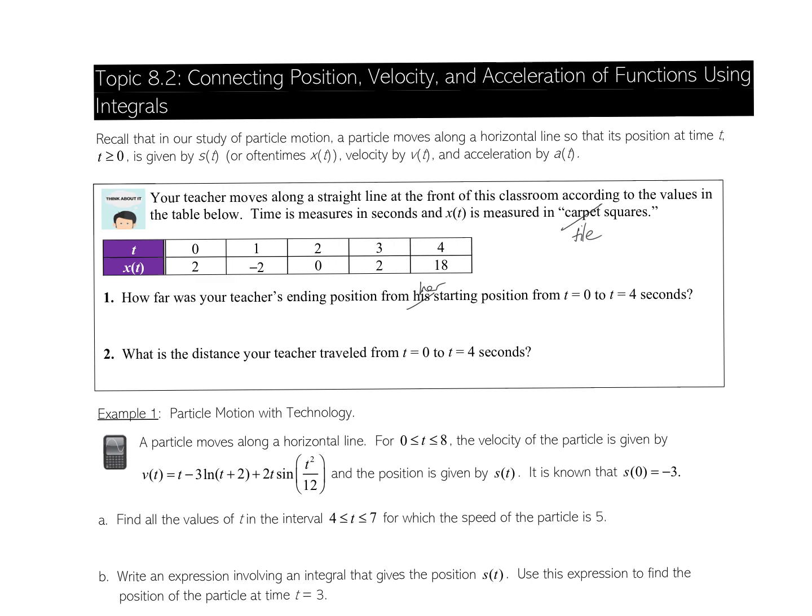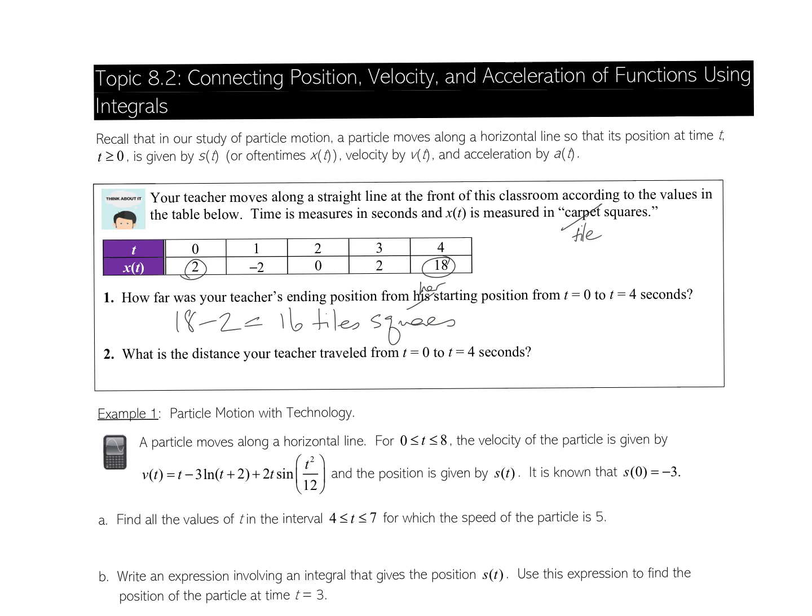So if I ended up at 18 and I started at 2, it would be 18 minus 2, which gives us 10 tile squares. So now, what is the distance that your teacher has traveled from 0 to 4? So distance is now, it doesn't matter if you're going forward or backwards, you're still traveling.